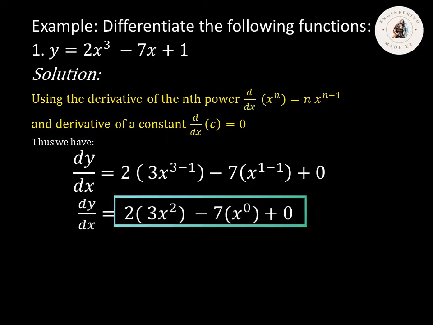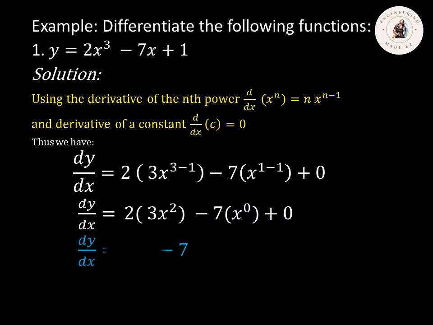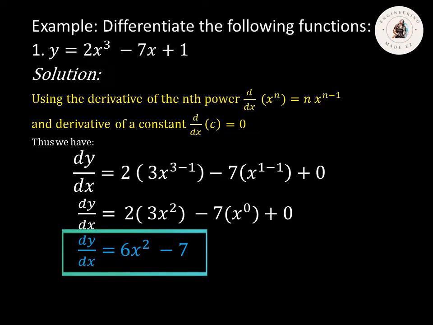Simplifying it, we have 2 multiplied by 3x squared minus 7 multiplied by x raised to the power of 0 plus 0. So we have the derivative of y with respect to x is equivalent to 2 times 3x squared. So we have 6x squared minus 7 times x raised to the power of 0, which is equivalent to 7, because we all know that x raised to the power of 0 is equivalent to 1. So we have our final answer, which is 6x squared minus 7.